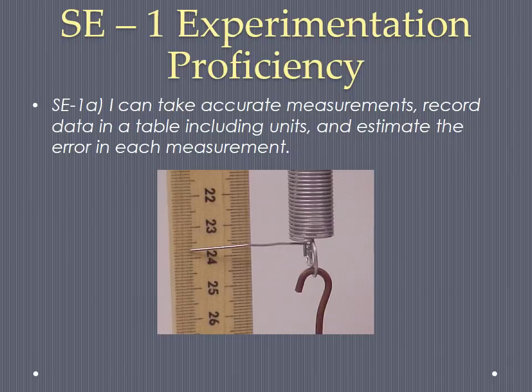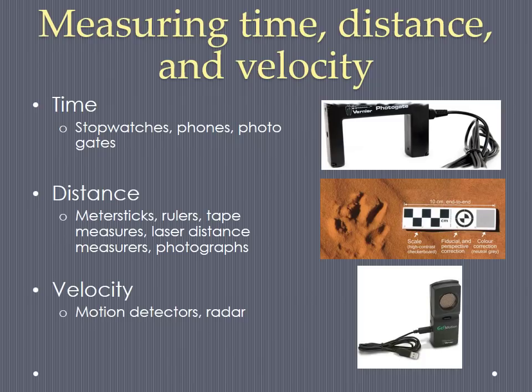Part of your grade for this year will be showing that you can take accurate measurements, record data in a data table including the units, and estimate the error in each measurement. These skills will be collectively known as the SE1 experimentation proficiency and will be measured during labs. Here are some examples of variables we'll be measuring in labs and how you can measure them effectively.